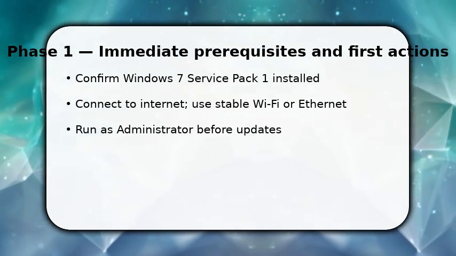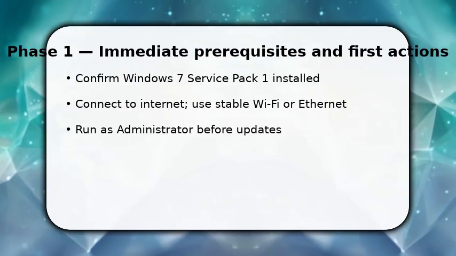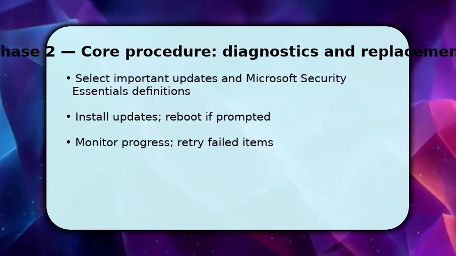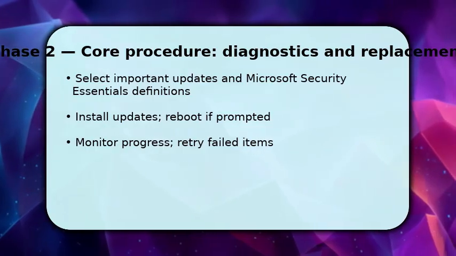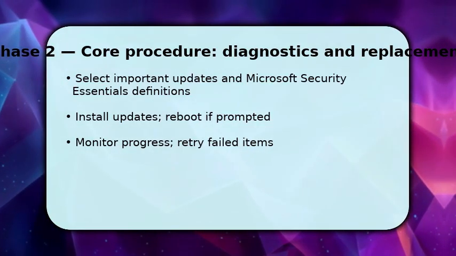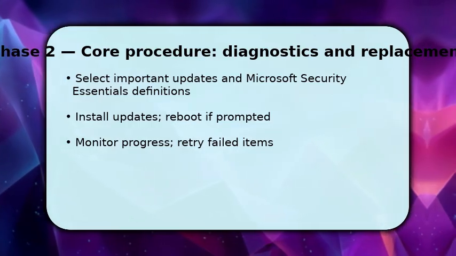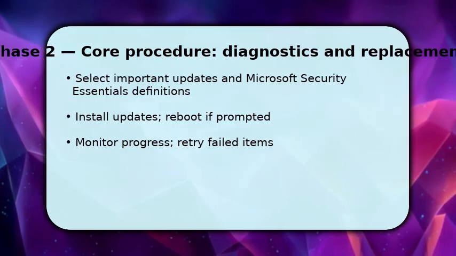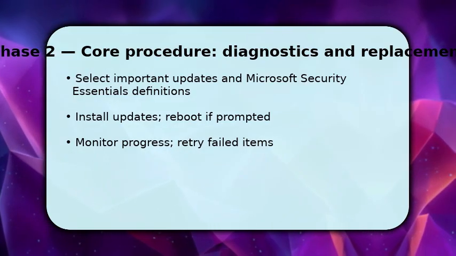You now download and install the necessary packages. In Windows Update, select Important Updates and any Microsoft Security Essentials or Defender Definition updates, then click Install. Watch for prompts requiring a reboot, and if one appears, restart promptly to complete file registration. Make sure to let the install finish without forcing power off.